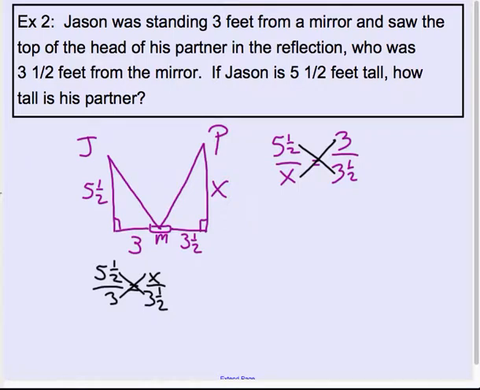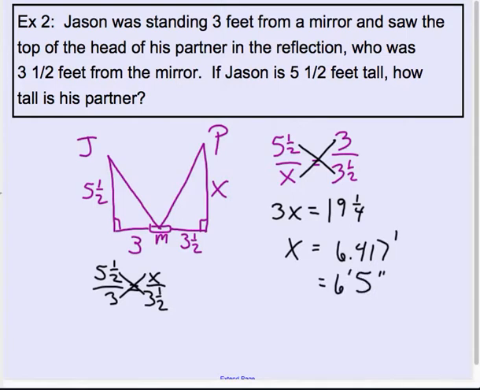As long as those cross products are the same, then you and your partner could set up the problem differently, but still get the same answer. 5.5 times 3.5 gives us 19 1/4. So dividing both sides by 3, I got 6.417 feet, but we never say someone's 6.4 feet tall. So I converted that to inches. I took the 0.417 and I multiplied by 12 because there's 12 inches per foot, and I got his partner was 6 feet 5 inches tall.